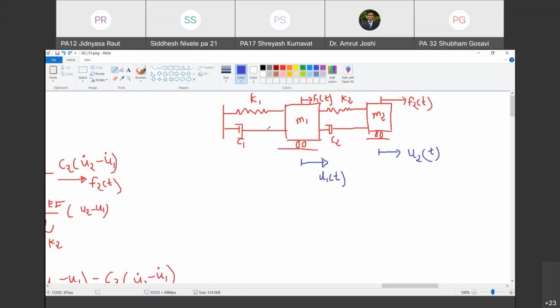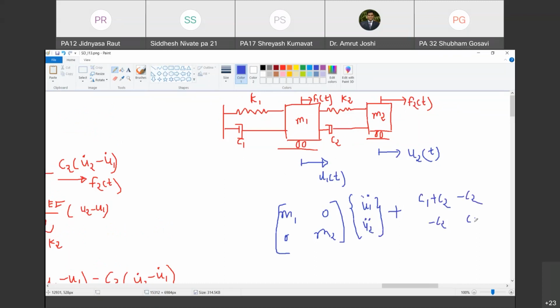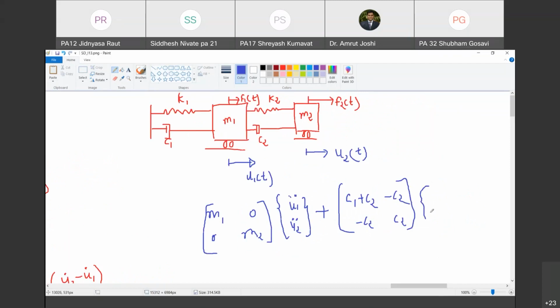But if you see any such kind of system, what is the corresponding equation of motion? It is [M1, 0; 0, M2]. Are you with me? Yes, sir. [U1 double dot of T; U2 double dot of T] plus [C1 plus C2, minus C2; minus C2, C2] this into [U1 dot; U2 dot]. Happy? Yes, sir.